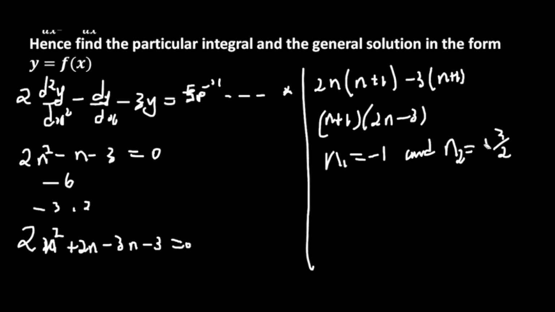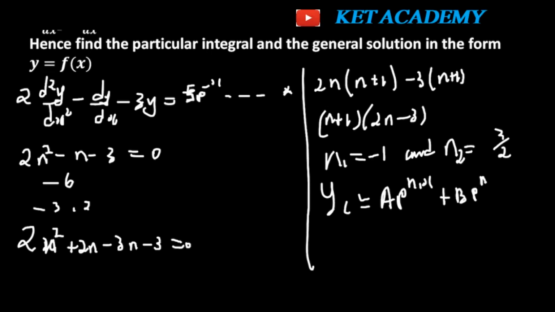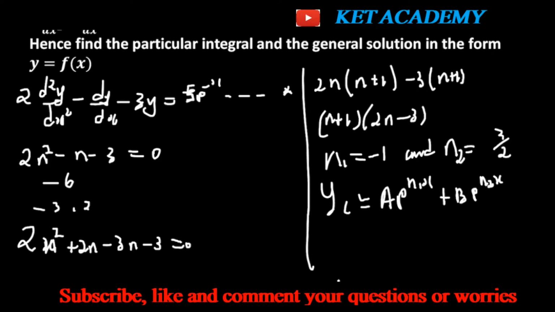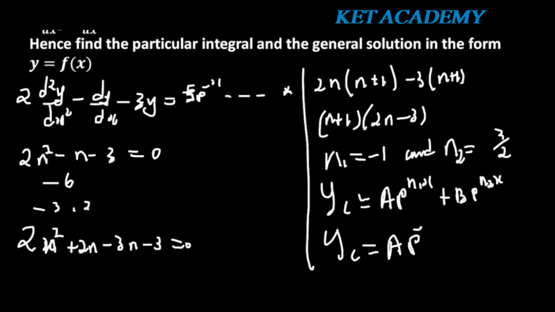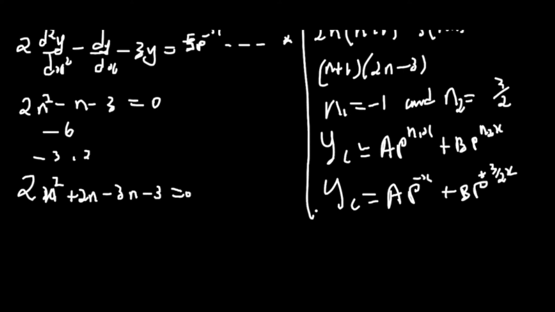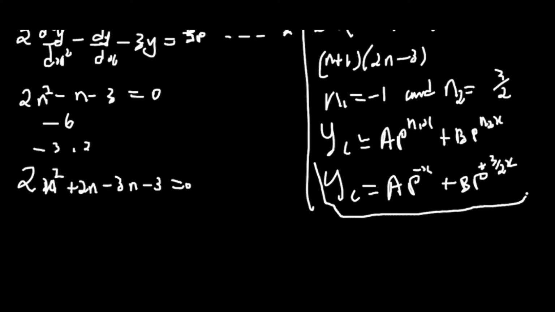Clearly we see here that we have two real and distinct roots. So we know that y complementary equals a e to the n1x plus b e to the n2x. We're going to have our complementary solution to be a e to the minus x plus b e to the plus 3 all over 2x. So basically that's our complementary solution.